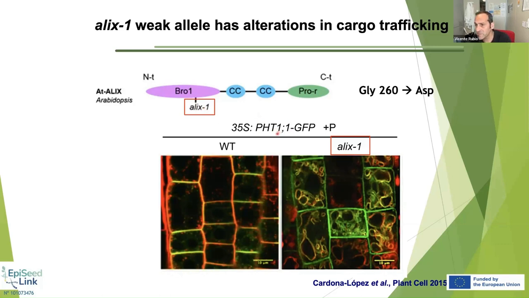We checked, for example, one phosphate transporter, which under optimal phosphate availability conditions is going to be internalized and degraded in the vacuole. The vacuole here is filling most of the cell, and this protein is degraded, so you cannot see the fluorescence of this fusion of the phosphate transporter to GFP. What happens in the Alex mutant is that the protein cannot be internalized into the multivesicular bodies and is not going to be released into the lumen of the vacuole. So it ends up in the tonoplast, in the membrane of the vacuole. It is decorating the tonoplast, as you can see here. So there is a problem in the trafficking and degradation of different cargo proteins in the Alex mutant.